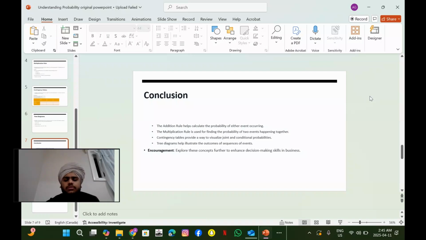I encourage you to explore these concepts further and think about how they apply to your everyday decisions, whether it is planning an event, making financial choices, or simply understanding these risks.